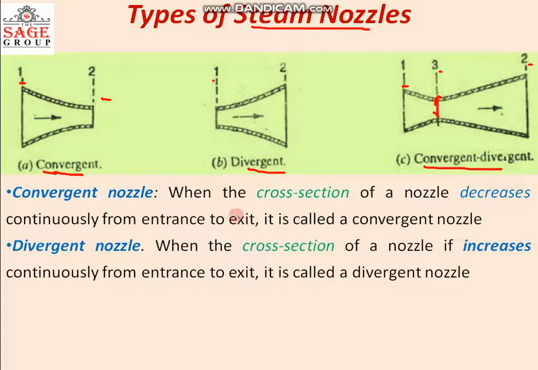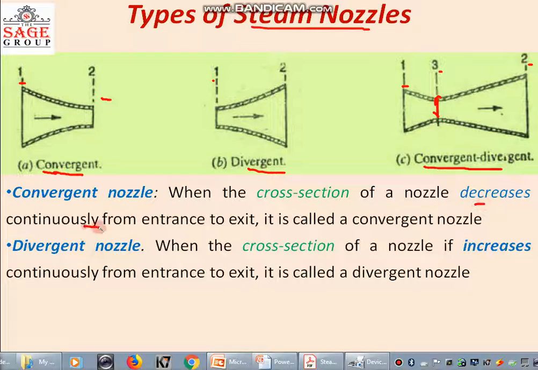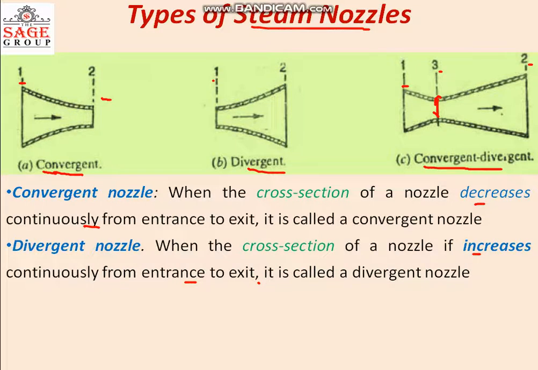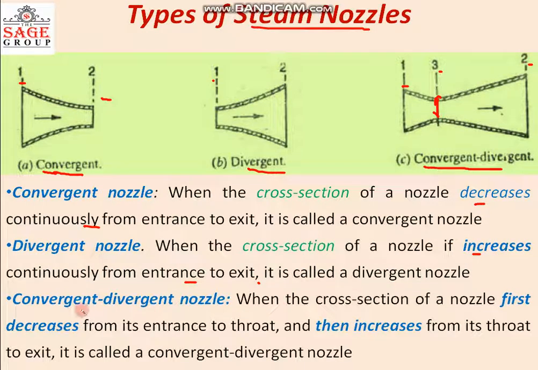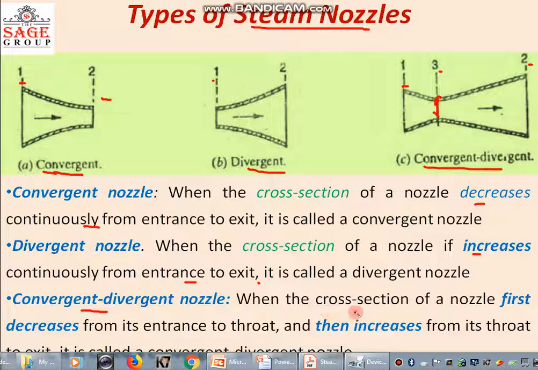So you can see here also, in the convergent nozzle the cross section area of a nozzle decreases continuously. In the divergent nozzle, the cross section area of a nozzle increases continuously from entrance to exit, and in the third case, convergent divergent nozzle, the cross section of a nozzle first decreases from its entrance to the throat and then increases from the throat to the outlet side. So these are the three types of nozzles which are generally used for the different applications.